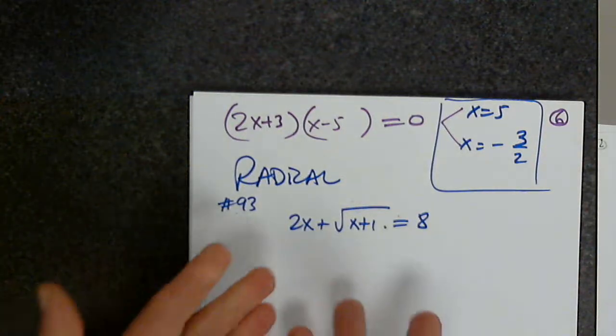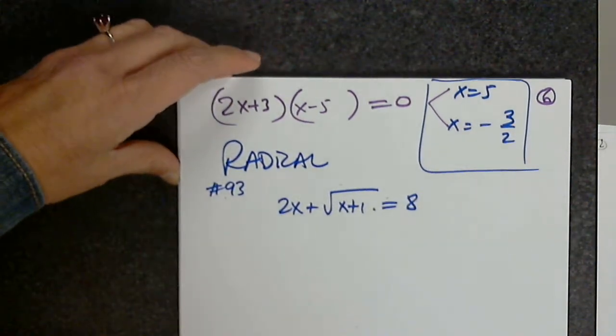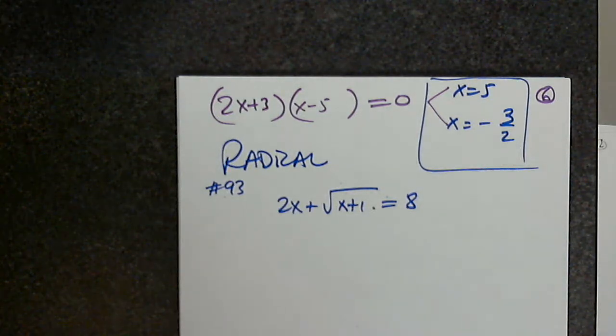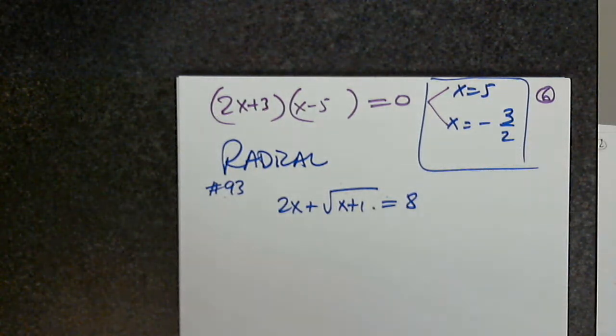So this is obviously a radical equation. What is the idea here? What would be the first step? Walk me through. What would you do? Say it again. I would say get rid of the radical. Get rid of the radical, square both sides.